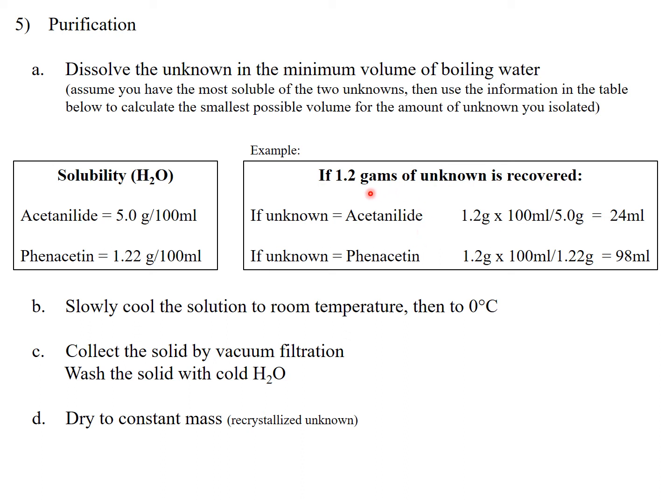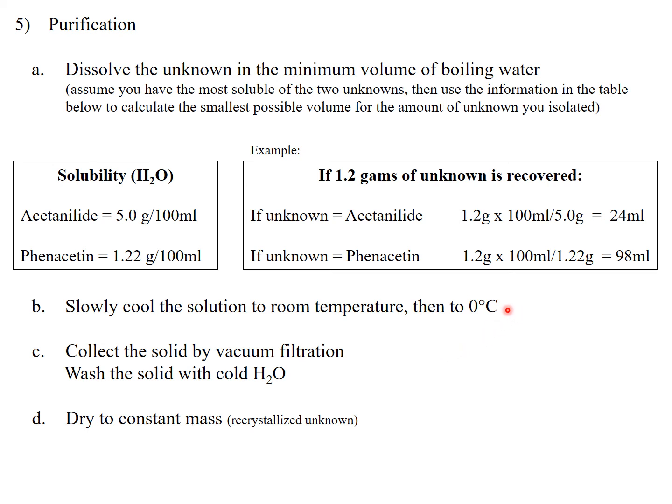If I do the calculation in this example here, this isn't how many grams we're going to use, but let's say I isolated 1.2 grams of my unknown. If I multiply that times the solubility, 100 milliliters for 5 grams, I need 24 milliliters in theory to dissolve that 1.2 grams if my unknown is acetanilide. If my unknown is phenacetin, I do the same thing. I take 1.2 grams times my 100 milliliters per 1.2 grams, and it takes 98 milliliters. It's less soluble. It takes more liquid to do that. So we do that calculation first, and then we add approximately what we need.